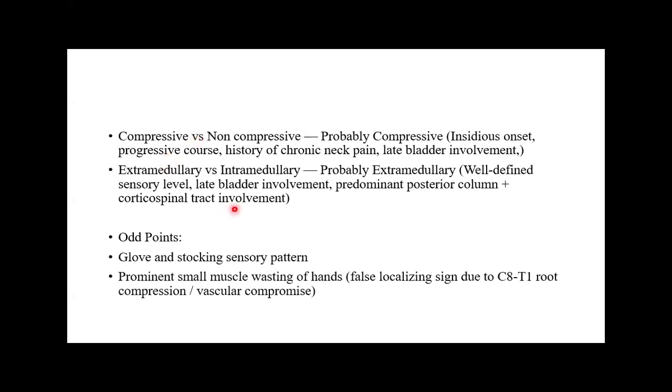Whether it is a compressive or a non-compressive lesion, it is a compressive lesion because of the insidious onset, progressive course with a history of chronic neck pain and a late bladder involvement. Whether it is extramedullary or intramedullary, it is extramedullary as there is a well-defined sensory level with a late bladder involvement, with predominant posterior column and corticospinal tract involvement. The odd points here are the glove and stocking sensory pattern, which could suggest a peripheral neuropathy, and prominent small muscle wasting of hands. Here it is a false localizing sign due to C8, T1 root compression due to vascular compromise.